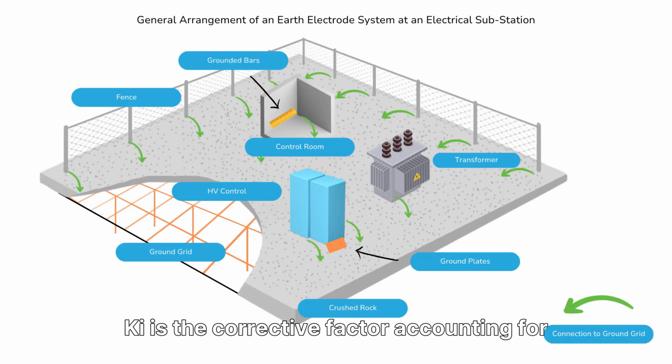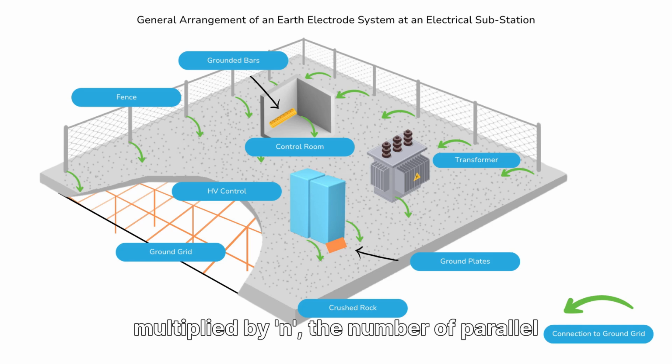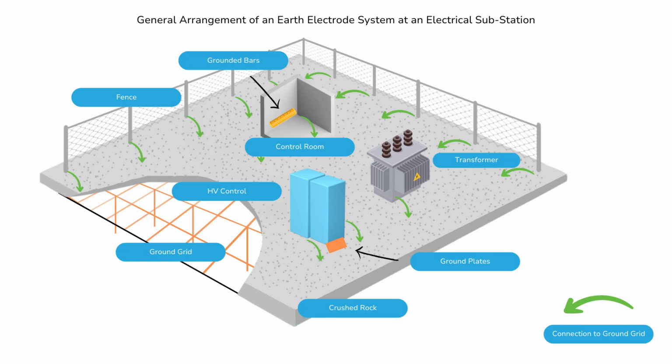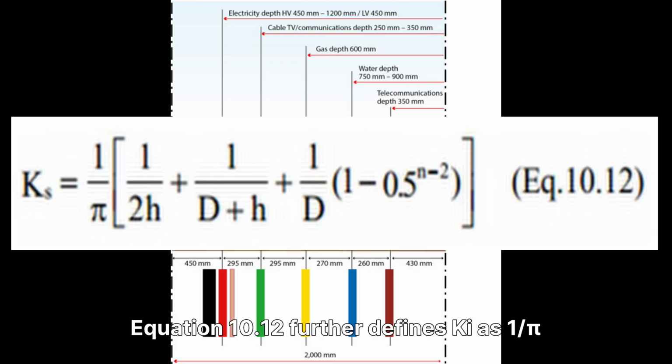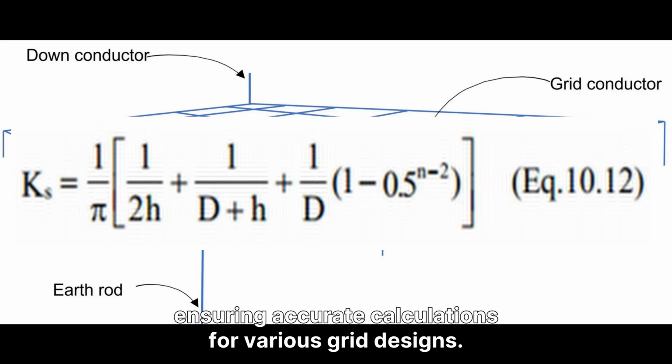Ki is the corrective factor accounting for grid geometry, calculated as 0.644 plus 0.148 multiplied by N, the number of parallel conductors. Equation 10.12 further defines Kii. This equation helps refine the geometry factor, ensuring accurate calculations for various grid designs.